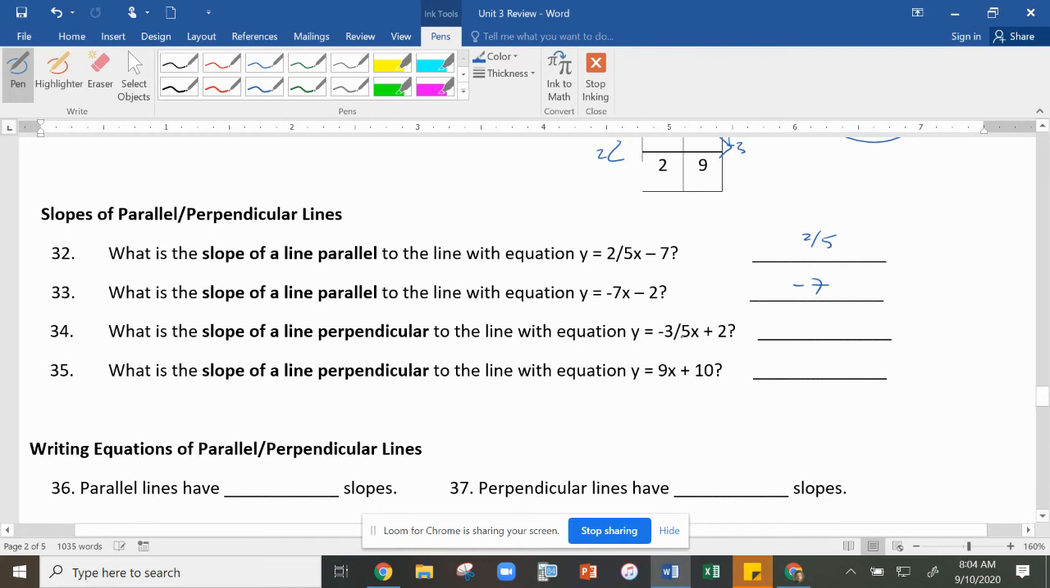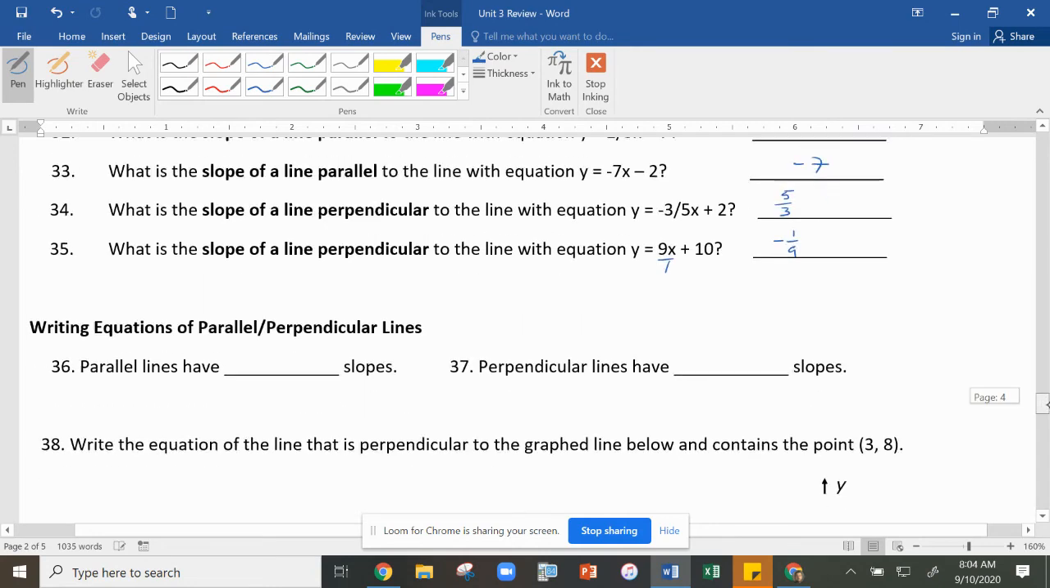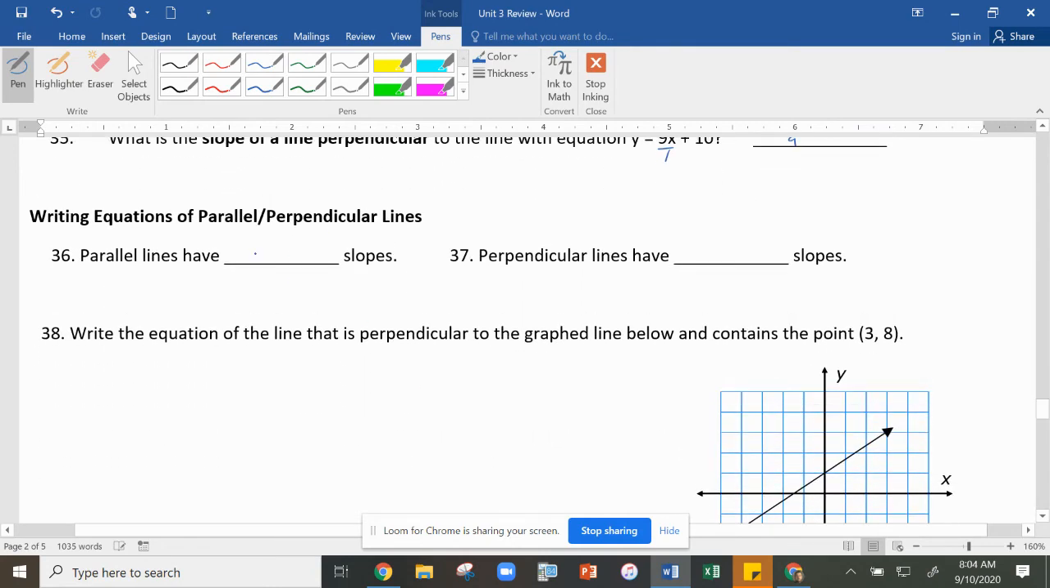Slope of a line perpendicular, remember we take it, we flip it, and change the sign. Perpendicular, remember this is 9 over 1. We're going to flip it, and we're going to change the sign. Parallel lines have same slopes. Perpendicular lines have negative reciprocal slopes.